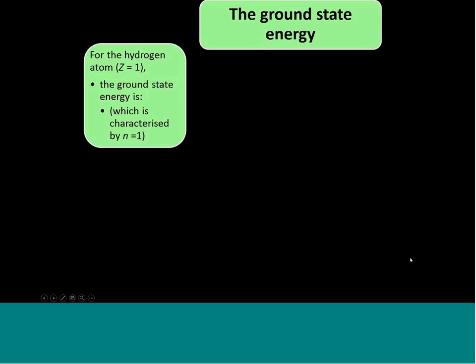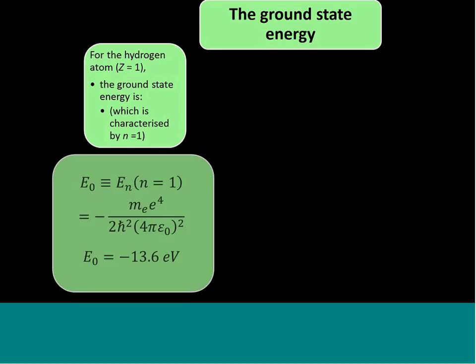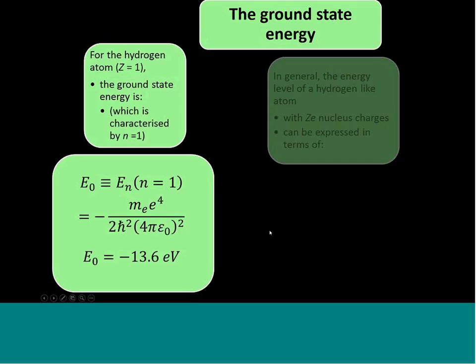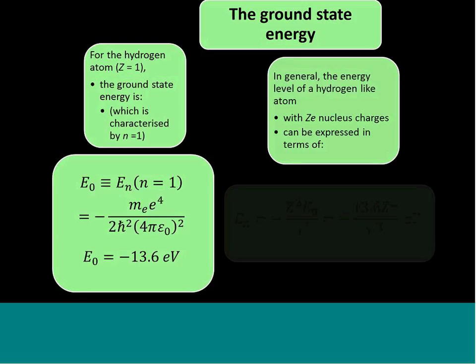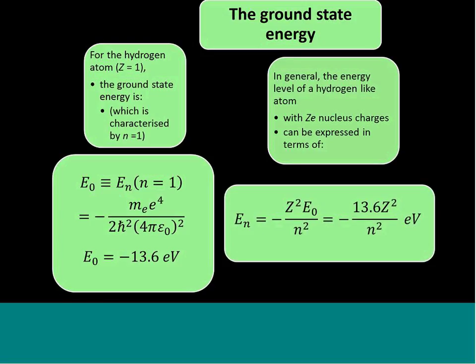Okay, energy for the hydrogen Z equal to 1. The ground state energy which is by N equal to 1. Akan dapat E naught equal to negative, M E yang ni kau boleh kira tadi, adalah negative 13.6. So in general, kalau kita ada Z nucleus charges, kita akan guna formula negative 13.6 dengan Z kuasa 2 pada dengan N kuasa 2 electron volt.